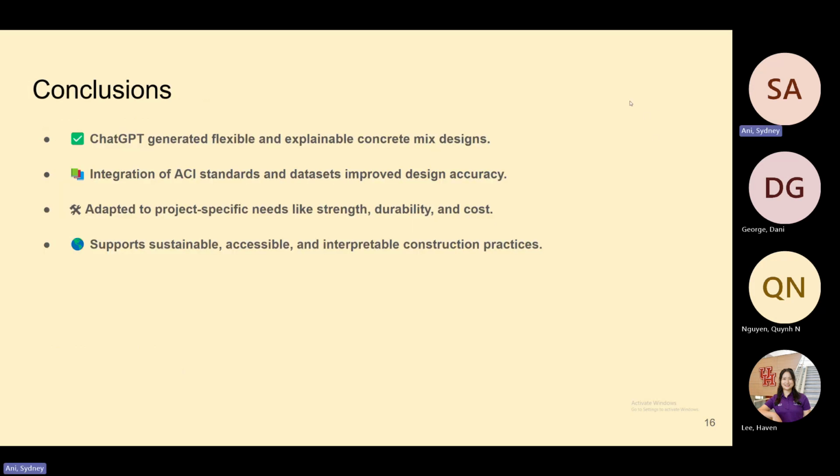And in conclusion, we showed that ChatGPT can create flexible and explainable concrete mix designs. By embedding ACI standards in real-world data, we improved the accuracy of the recommendations. The system also adapted easily to different project needs like strength, durability, cost, exposure, etc. So overall, this approach supports more sustainable, accessible, and practical construction practices.